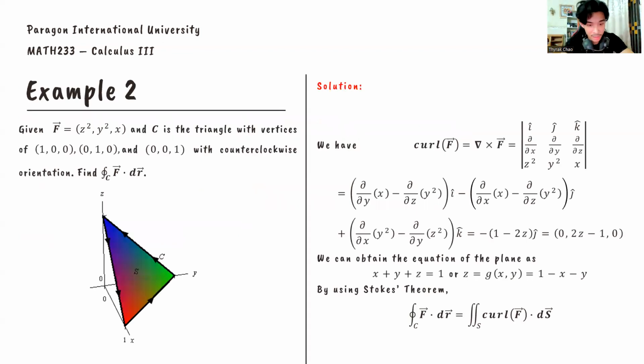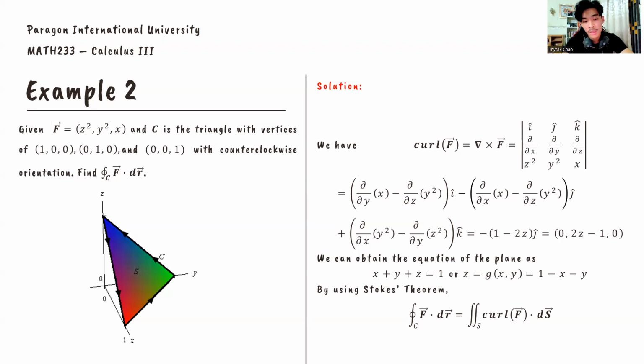And now we are going to continue on our example number 2. We are given the vector field F equals z squared, y squared, x, and our curve C is the triangle with vertices (1, 0, 0), (0, 1, 0) and (0, 0, 1). As we can see in the picture, it has counterclockwise orientation. We need to find the line integral of vector F dot dr over the curve C.